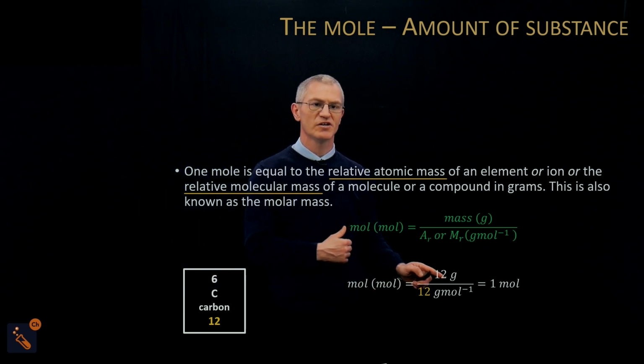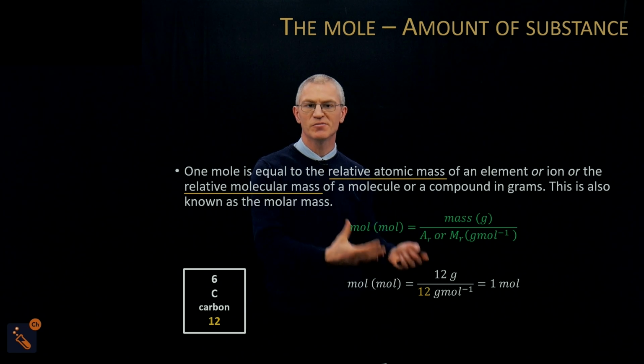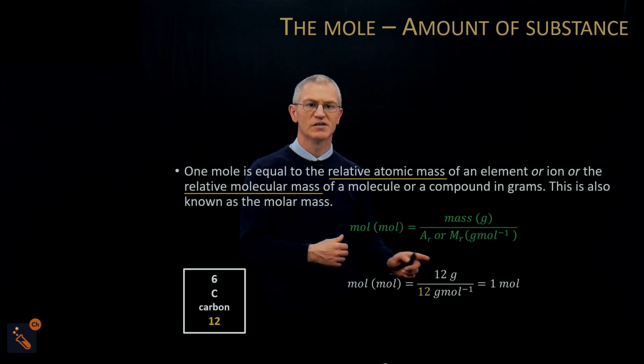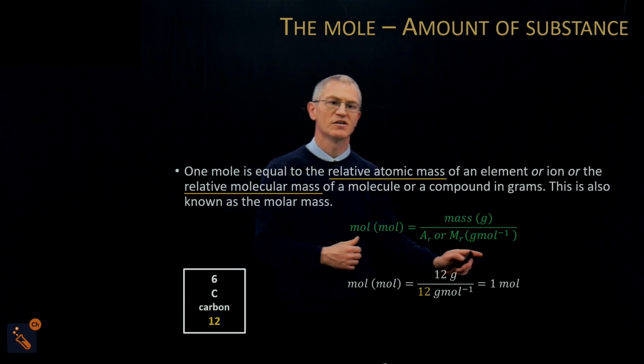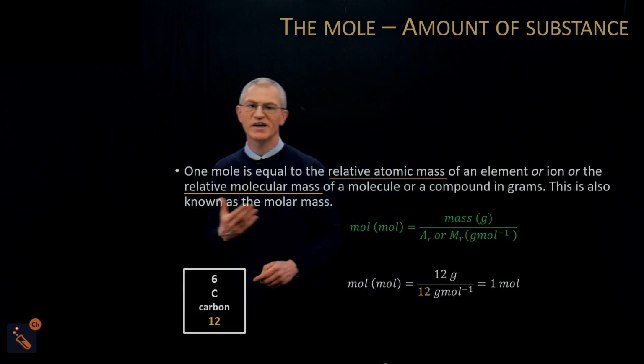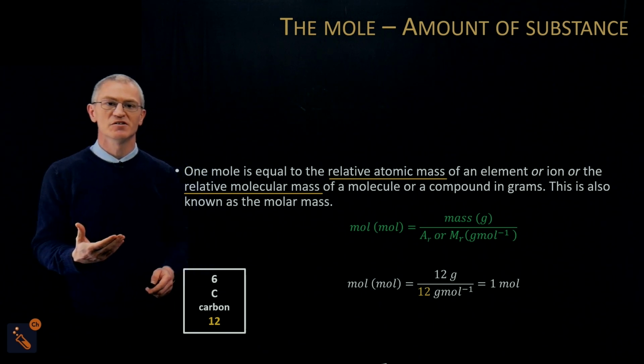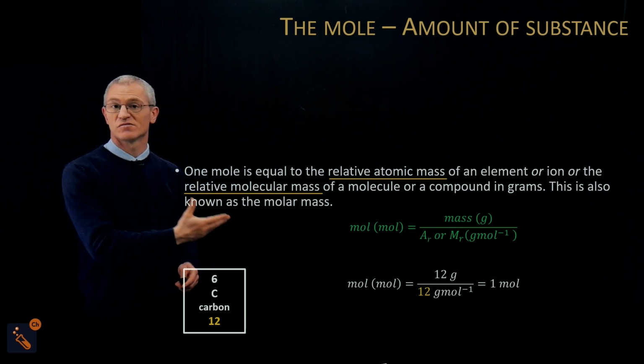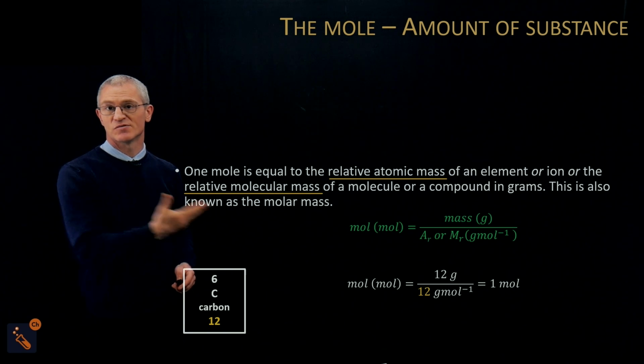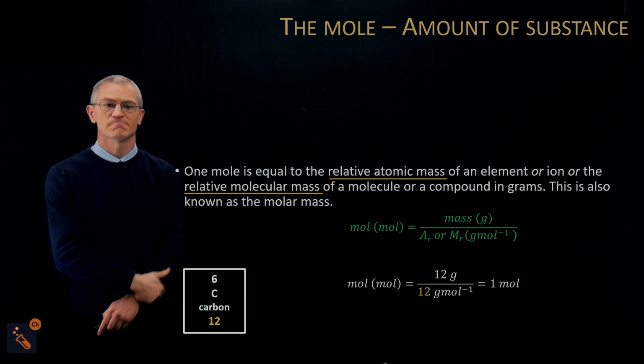If I have 12 grams of carbon, let's say I had a sample of 12 grams of carbon, I would divide it by its atomic mass, in this case because it's carbon, which you get off the periodic table, which is 12. 12 divided by 12 equals 1 mole. So if I had 1 mole of carbon, I would have to use 12 grams. 12 grams would equal 1 mole.